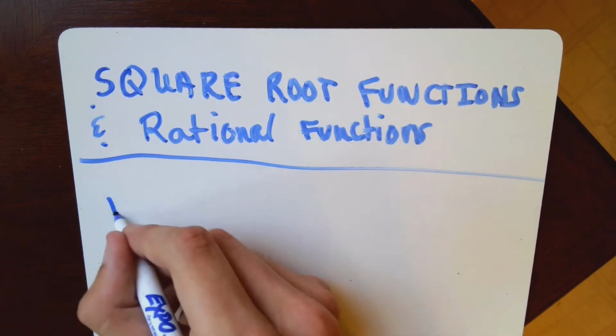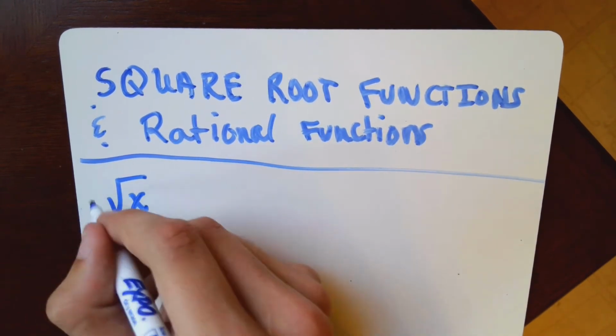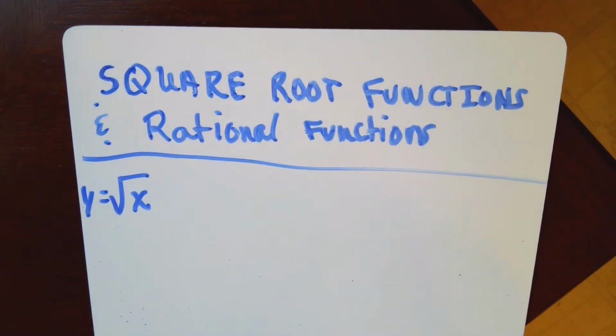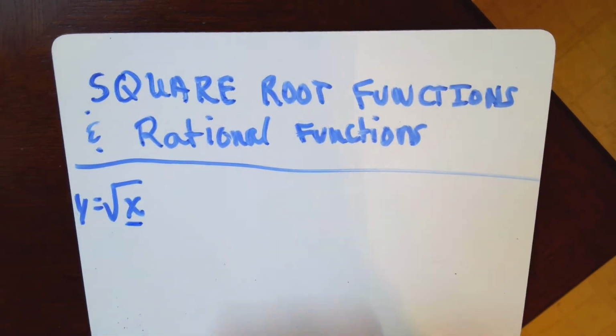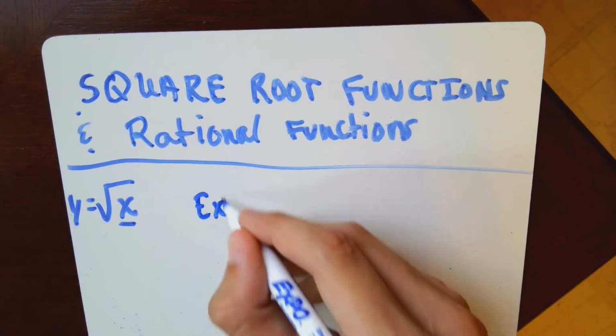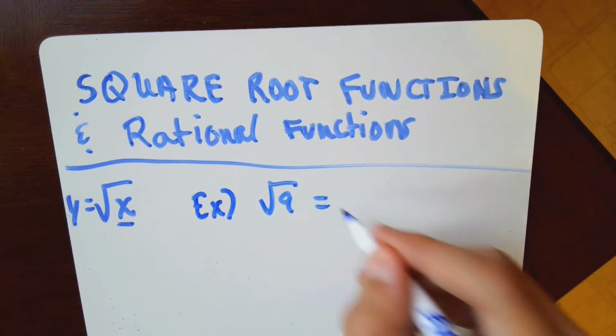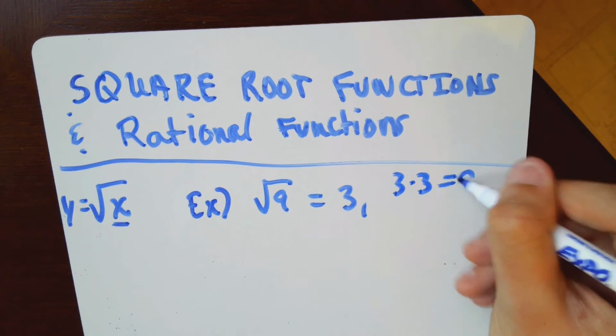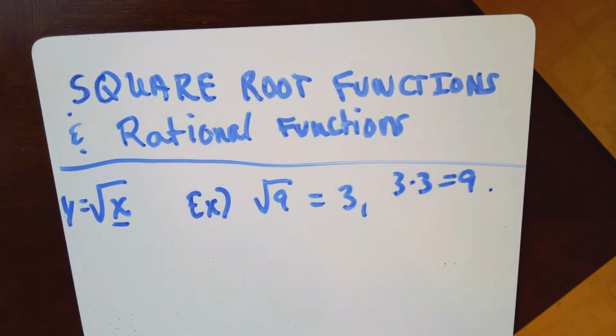Square root functions, they look like this. Say the square root of x. So this is like y equals the square root of x here. And now, when we're calculating a square root, what we're really doing is we're saying what number times itself gives us this number. So for example, the square root of 9 is 3, since 3 times 3 equals 9. That's the square root of 9. It's 3, because 3 times 3 is 9.